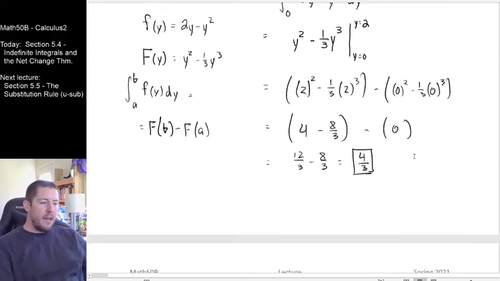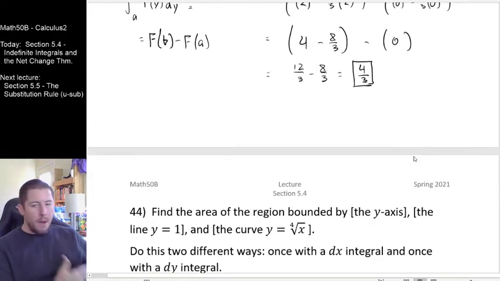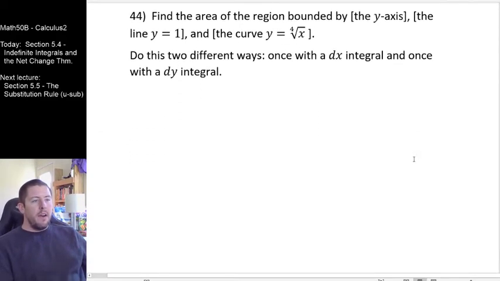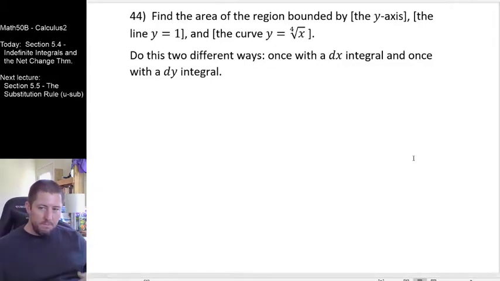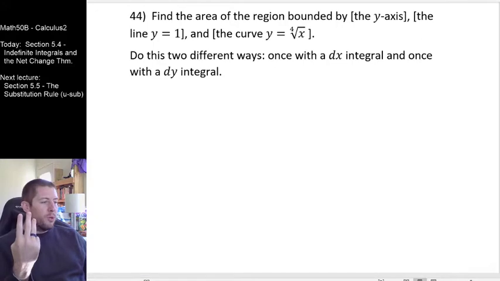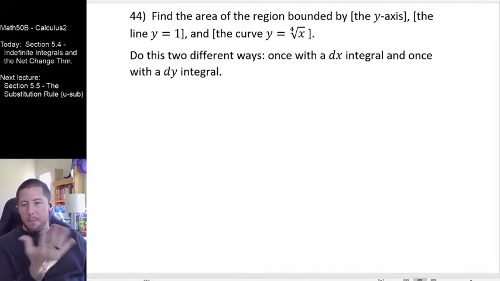So let's go ahead and do this again, and we'll see both perspectives on this next one. Let's find the area of the region. It's bounded by, and here I'm using a little bit of bracketing to help parse this sentence for us, the y-axis, that's one of its boundaries. It's bounded by the line y equals 1, that's a second boundary. And it's bounded by the curve y equals the fourth root of x. That's going to be its third bounding edge right there.